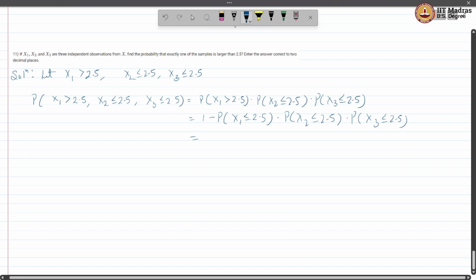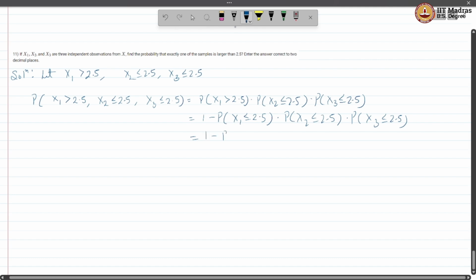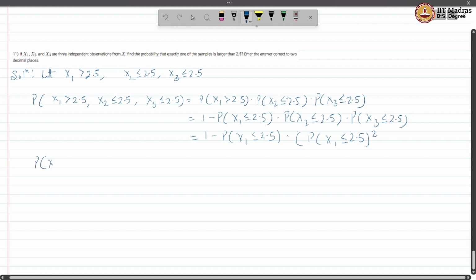So as all three random variables are independent and they are observations from x, that means they are identical as well. So this will be equal to 1 minus the probability that x1 is less than or equal to 2.5, times the square of the probability that x1 is less than or equal to 2.5, as all three random variables are from the same distribution x.